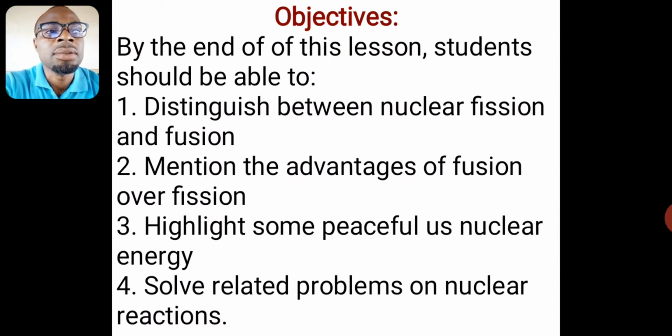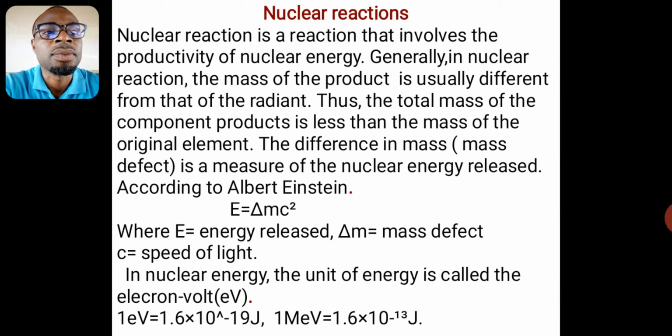By the end of this lesson, the students should be able to: number one, distinguish between nuclear fission and fusion. Number two, mention the advantages of fusion over fission. Number three, highlight some peaceful uses of nuclear energy. And four, solve related problems on nuclear reactions.